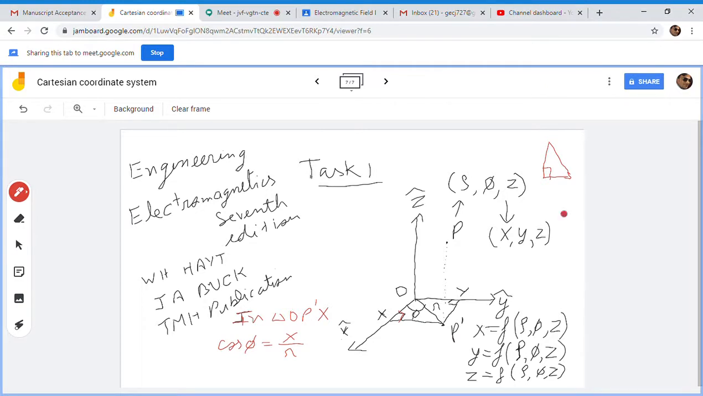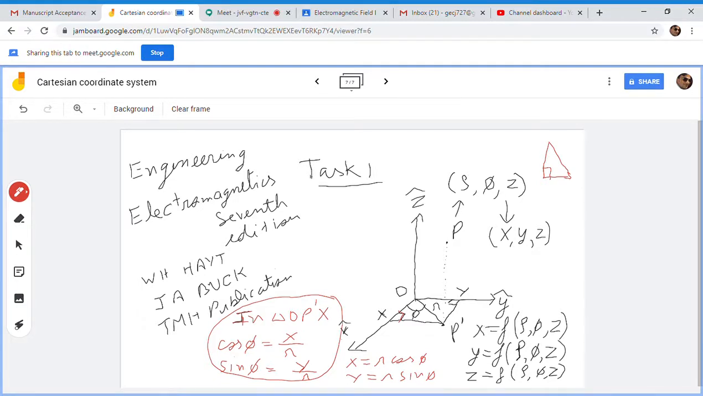And similarly you can write sin phi has to be y upon R, because this is the perpendicular distance divided by hypotenuse. So this is a simple thing, simple geometry. So from here we can take X to be R cos phi and Y has to be R sin phi.